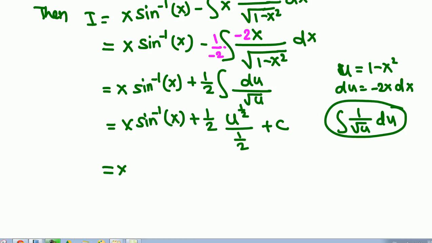So this is x sine inverse x, plus 1/2. When we flip, this becomes 2 over 1, so we can cancel the 1/2, and u raised to 1/2 is the same as square root of u, and u is 1 minus x squared, plus c. Final.